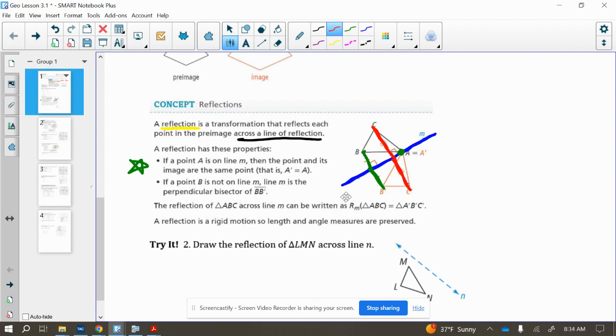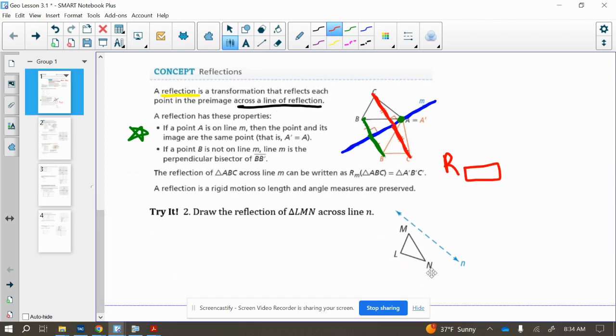When we write our reflections, they are represented with a capital R. And then in here is the line you're reflecting over. So sometimes it'll be the X or the Y axis. Sometimes it's a vertical or horizontal line. Now in this case, they're telling us we have this original figure, triangle LMN, and we are reflecting it across line N. What would our reflection look like?